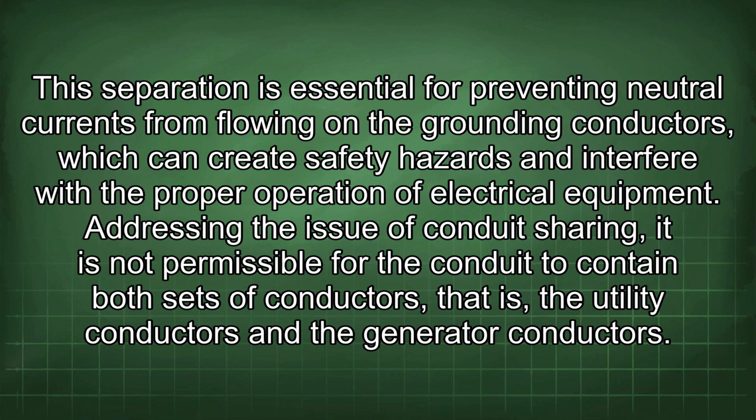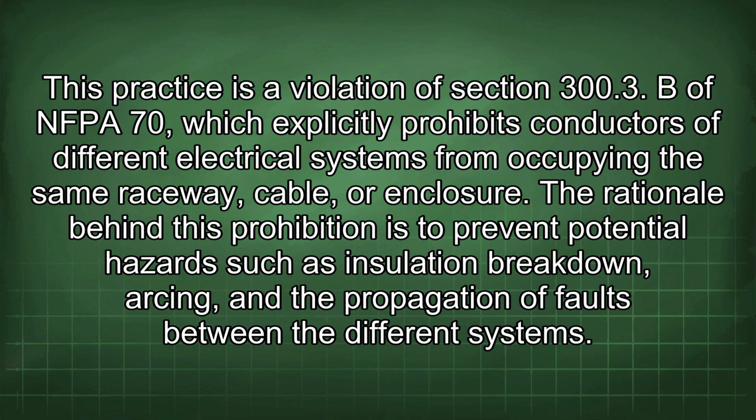Addressing the issue of conduit sharing, it is not permissible for the conduit to contain both sets of conductors, that is, the utility conductors and the generator conductors. This practice is a violation of section 300.3 B of NFPA 70, which explicitly prohibits conductors of different electrical systems from occupying the same raceway, cable, or enclosure. The rationale behind this prohibition is to prevent potential hazards such as insulation breakdown, arcing, and the propagation of faults between the different systems.